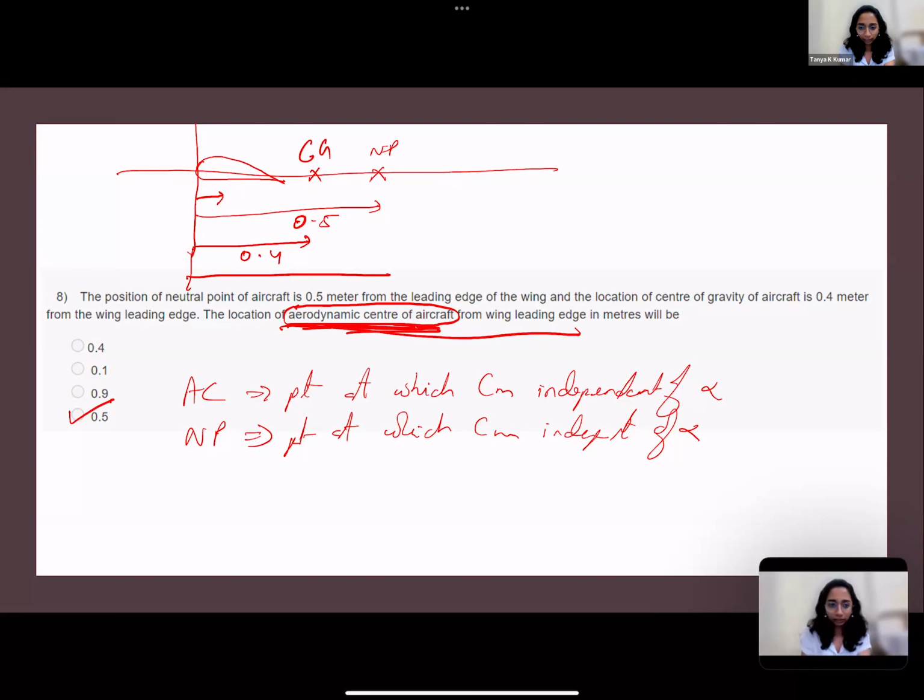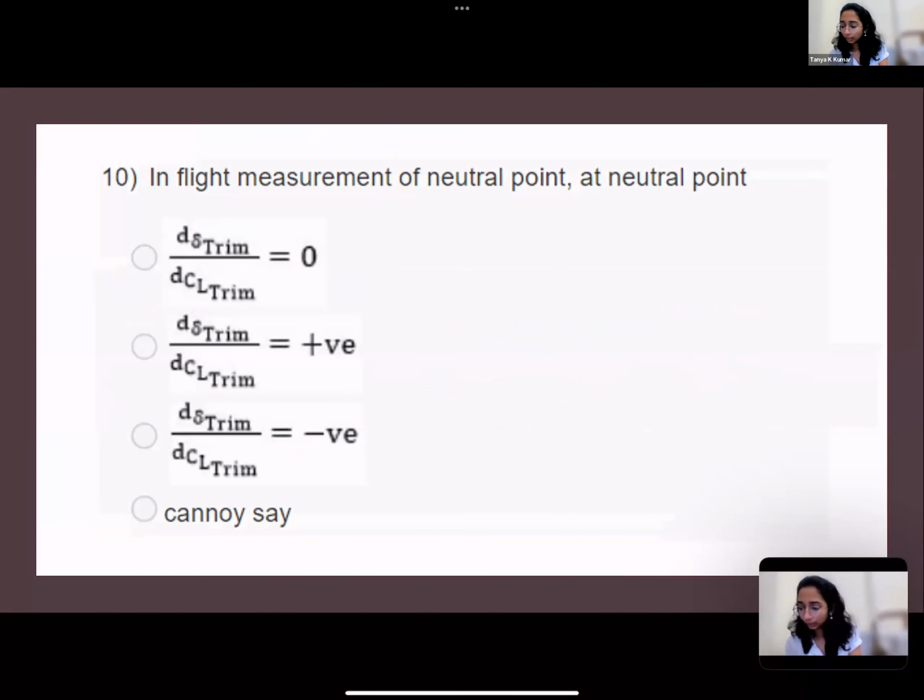Is there any question? Did anyone not understand? Neutral point is the aerodynamic center of the aircraft. Both the definitions are the same. I know two different people answered, but it's the same. Definition is the same: the point at which CM is independent of alpha, or where CM alpha is 0. Both of them. Neutral point is the aerodynamic center of the aircraft. Okay. Is there any question? Any doubt? Okay. Let's go to the next question.